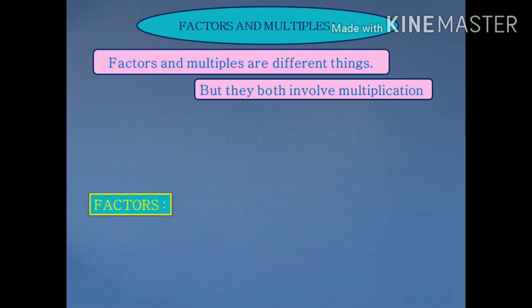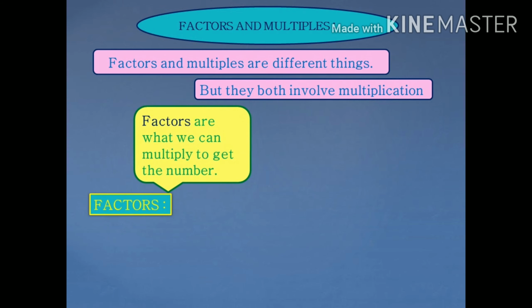What are factors? Factors are what we can multiply to get the number, which means if we multiply any two numbers and get a product, these numbers are called the factors of that product.